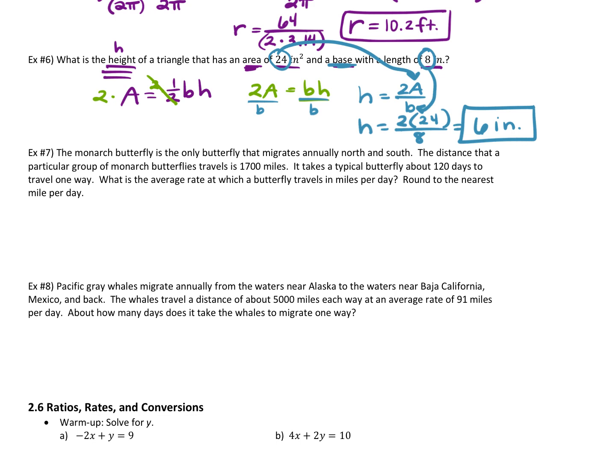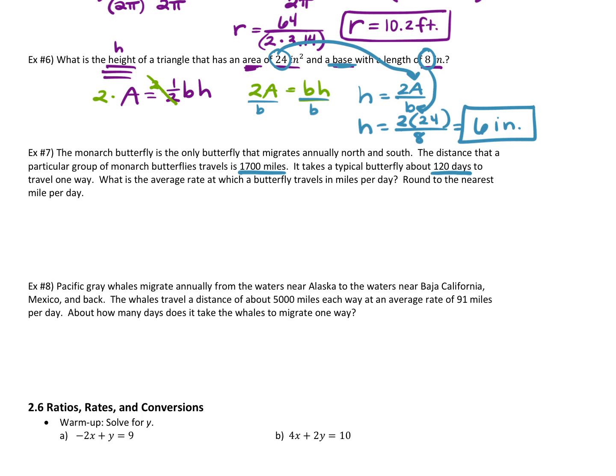All right, example 7. It says the monarch butterfly is the only butterfly that migrates annually, north and south. The distance that a particular group of monarch butterflies travels is 1,700 miles. It takes a typical butterfly about 120 days to travel one way. What is the average rate at which a butterfly travels in miles per day? Round to the nearest mile per day.